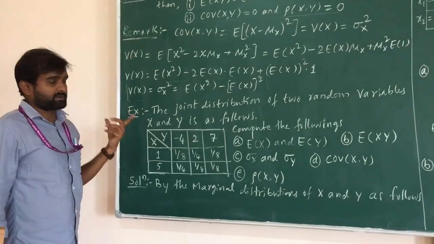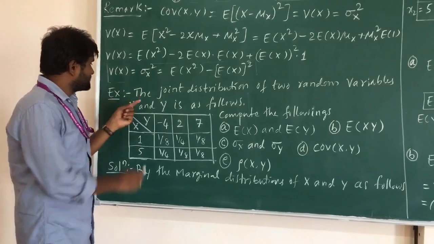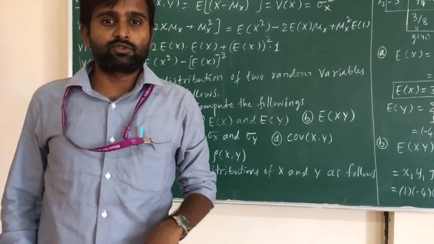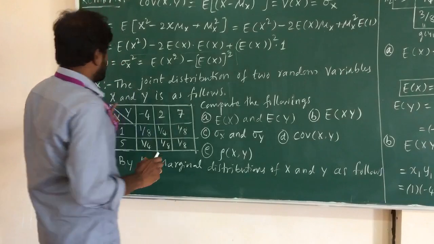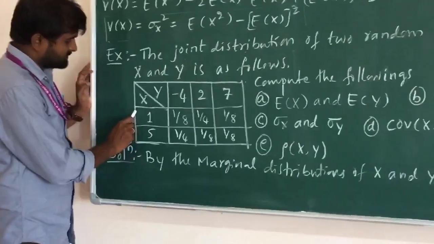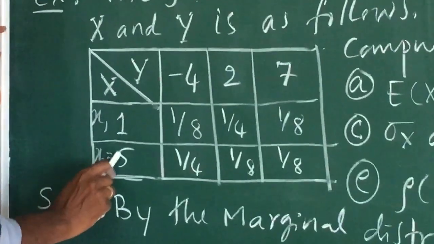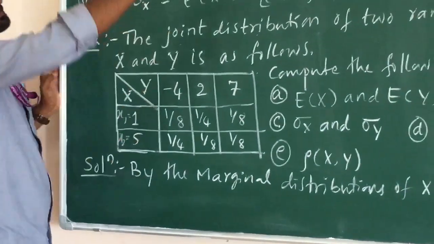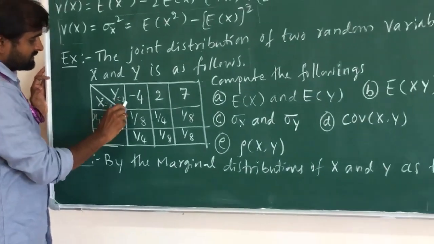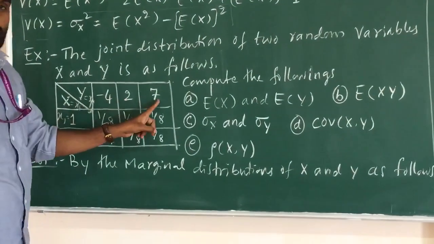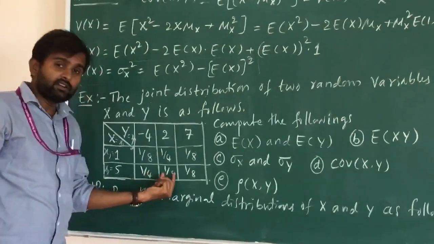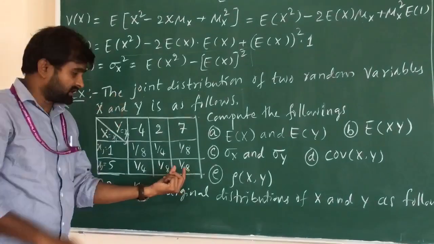Now I will go for an example. The joint distribution of two random variables x and y is as follows. Here you have a random variable x with x1 equal to 1 and x2 equal to 2, and the table for y with y1, y2, y3. This is the given data, with entries J11, J12, J13, J21, J22, J23.